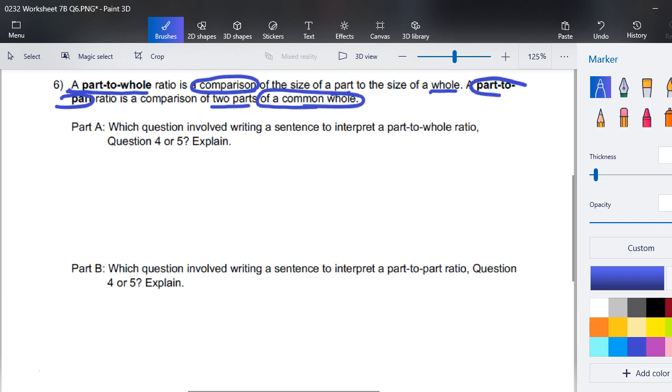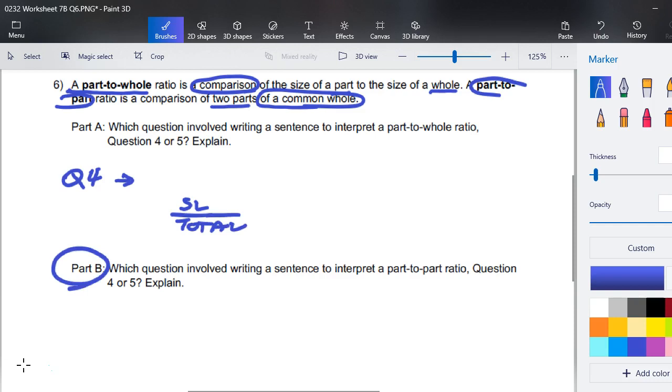So in part A, which question involved writing a sentence to interpret a part to whole? That would have been question number 4, since we were comparing the size of one expense to the total. Number 4 said that they spend 8.75% of their total monthly earnings on student loans. I don't think I answered that question. I didn't read that one and I didn't answer that one. But that one is comparing student loans to the total.